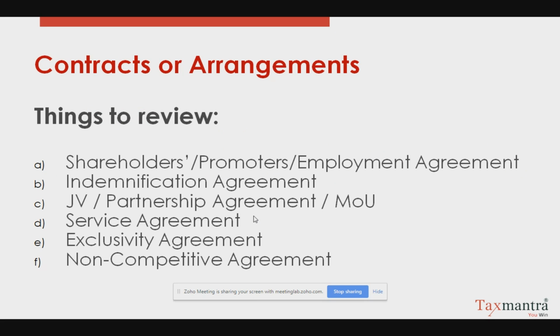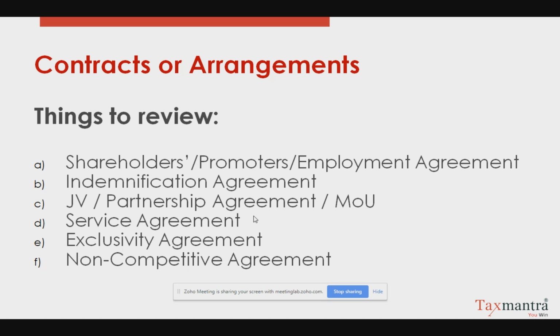The other one is a non-competitive agreement. A non-competitive agreement is like when a company is working in a particular sector. They are receiving some particular service from a different company, and they are working in the same sector. They might have signed a non-competitive agreement wherein they agree that the other party will not do this kind of thing, and this party will not do this kind of thing. Now again, this kind of agreement might affect the interest of the investors. So for investors, it is very important that they check if there are any non-competitive agreements being signed.